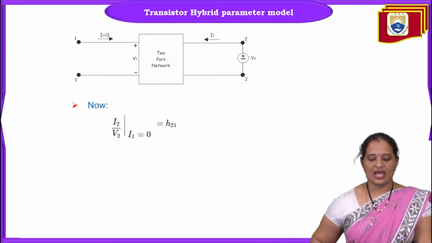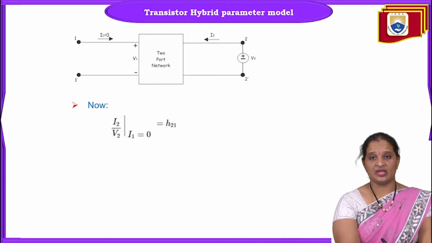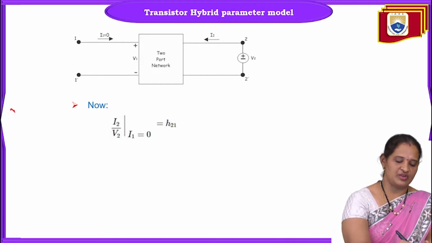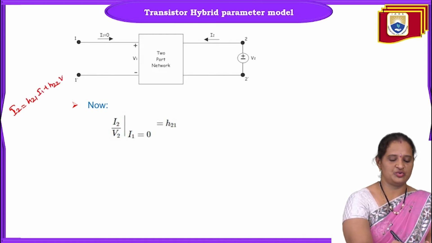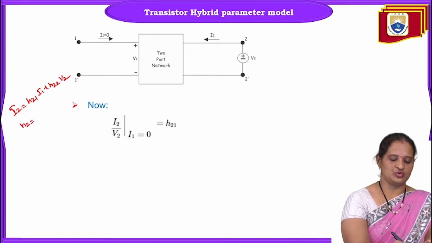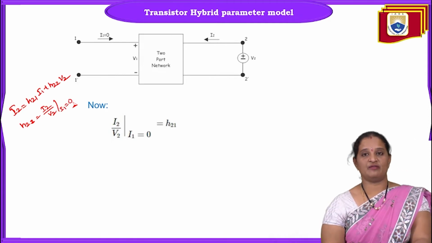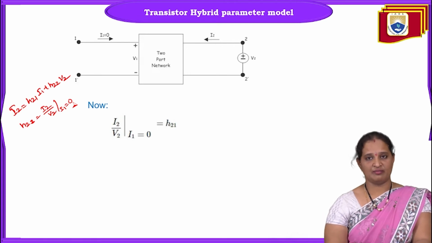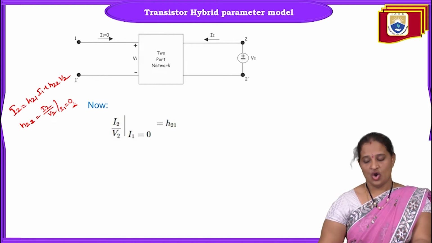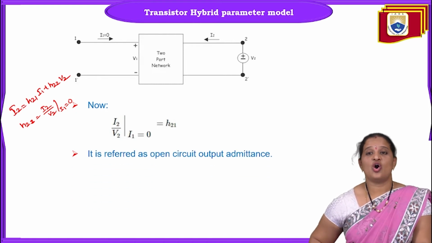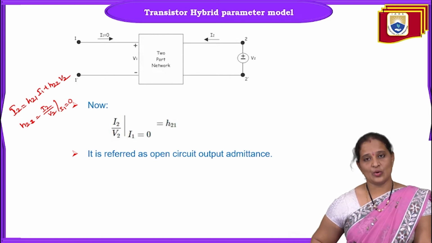Similarly, we can calculate one more parameter from equation 2 by making I1 equal to 0. What is the second equation we have? I2 is equal to H21 into I1 plus H22 into V2. So we can calculate H22, which is equal to I2 divided by V2 by making I1 equal to 0. What is this I by V? Nothing but admittance. The ratio is calculated between the output current and the output voltage. That is why it is called output admittance when the input port is open circuited.